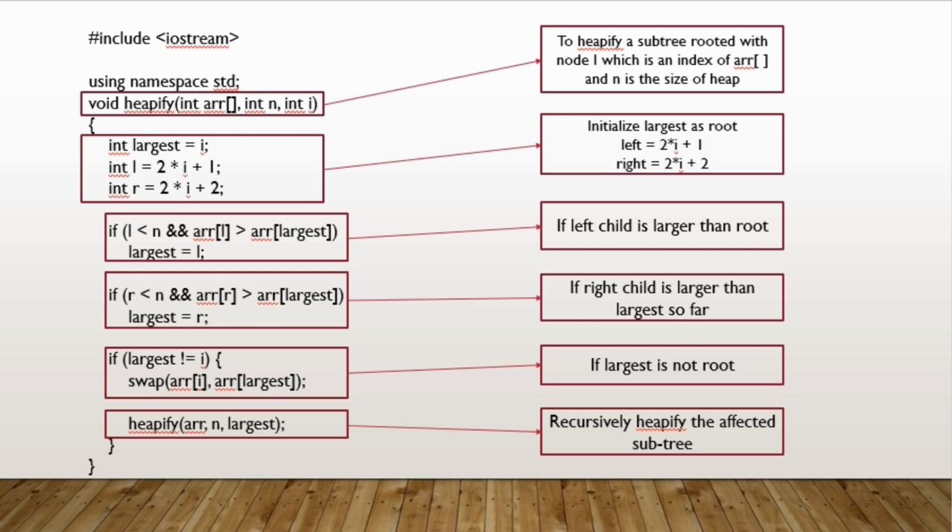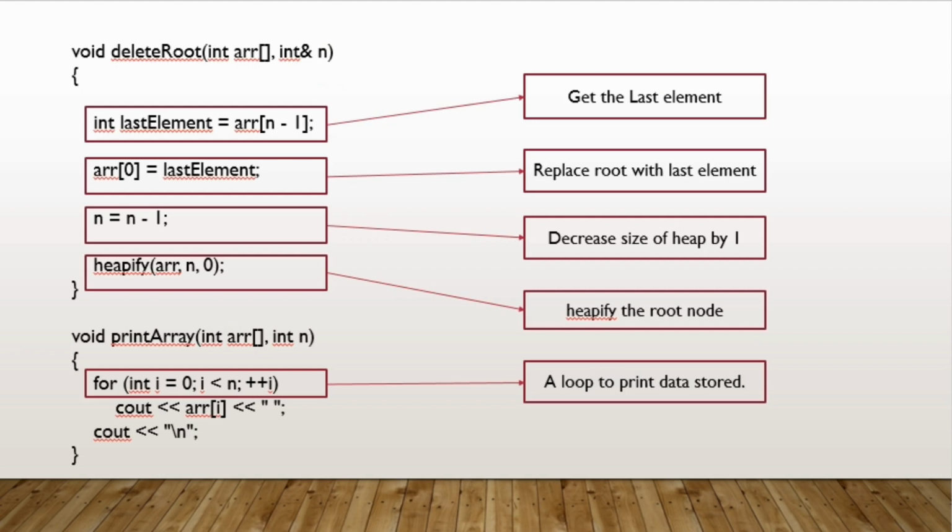In third step, if left child is larger than root, and in fourth, if the right child is larger than root so far. In fifth step, if the largest is not root, and in sixth, recursively heapify the affected subtree. Get the last element, replace root with the last element, decrease size of the heap by 1. Heapify the root node, and in this, a loop to print data stored.